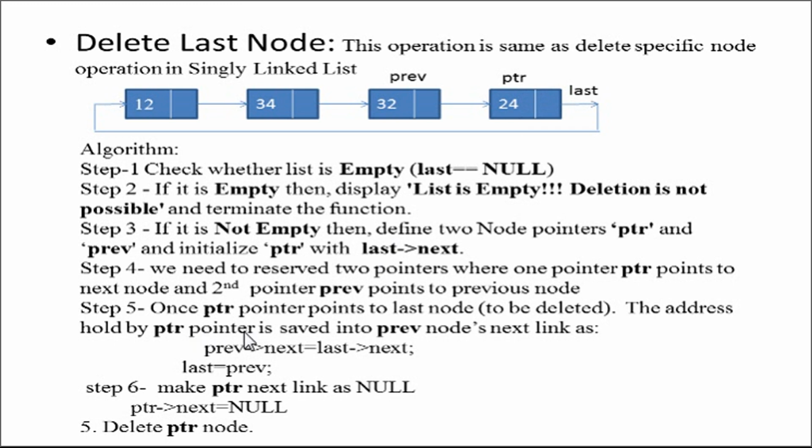Now step 5: once ptr points to the last node, the address held by ptr will be saved into the prev, that is, prev next is equal to ptr next, or last next. So prev will directly point to the first node. Okay, and make the ptr next link null, and delete the pointer. So in this way we can delete the last node from the list.